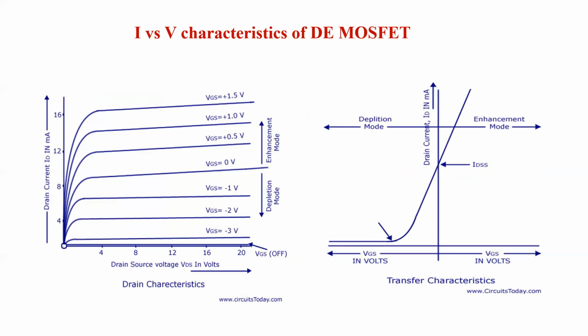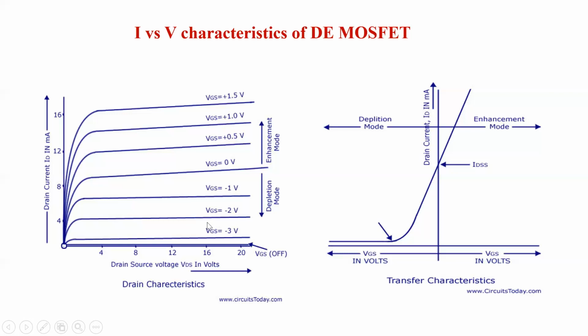Now you can see the IV characteristics of DE MOSFET here. For MOSFET, we have two types of characteristics. One is drain characteristics and the other one is transfer characteristics. Both are important. In drain characteristics, we plot between drain source voltage VDS, as you can see here on the x-axis, in volts, with drain current ID in milliamperes. As the current is in the order of milliamperes, generally we plot in milliamperes.